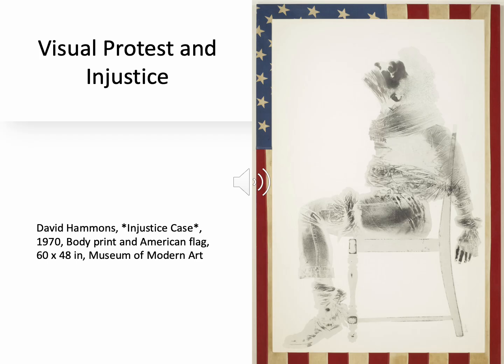Hammons transforms this moment of state-sponsored humiliation into a haunting monument of resistance. By fusing the human form with the national symbol, he forces the viewer to confront the contradictions between American ideals and oppressive realities. The flag, normally a symbol of freedom, becomes a cage. This artwork sits at the intersection of performance, protest, and printmaking, and exemplifies how black artists of the era used their bodies and the trauma inflicted upon them as material to speak truth to power.